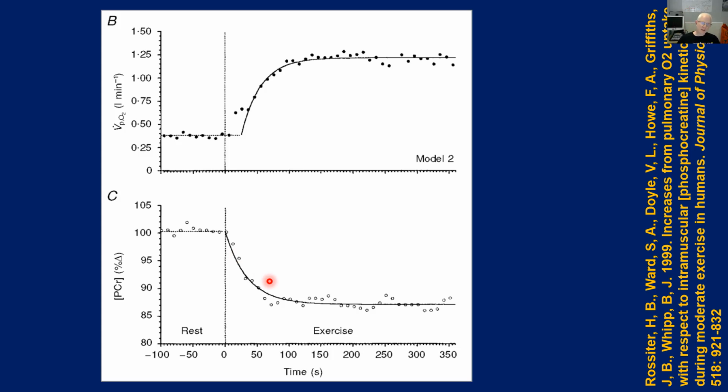But notice that these are two pretty much mirror images of each other. In other words, this deficit area here is pretty much a reflection, not spot on, of the PCR degradation that you see here. So this is a beautiful way of demonstrating to us the use of the creatine kinase reaction at the onset of exercise.